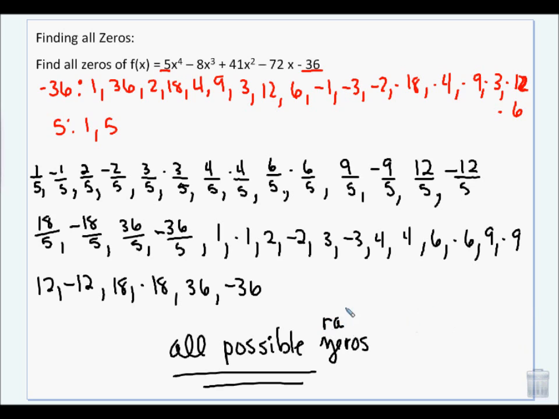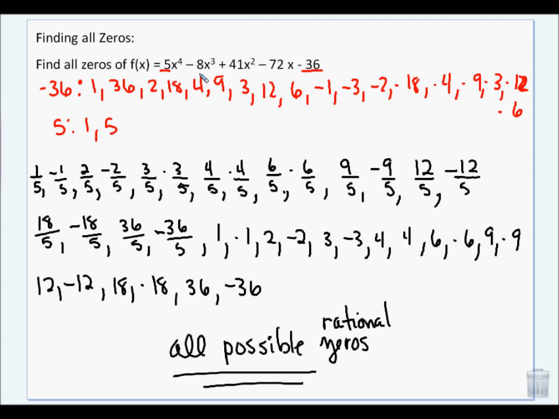Or sorry, all possible rational zeros. I need to keep throwing that in there. It's all the possible rational zeros because there's still the possibility of irrational and imaginary. Okay, so now that we have all the possible zeros, let me write this down really quickly.